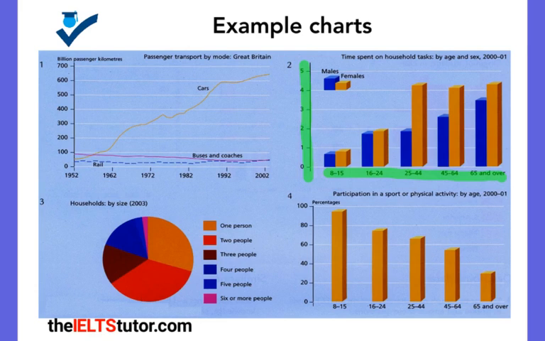between 1952 to 2002. How about that? Okay, shall I repeat that? You could say the graph shows the total number of kilometers per year traveled in Britain by 3 modes of transport. You can mention train, bus and car if you like, during the period 1952 to 2002.